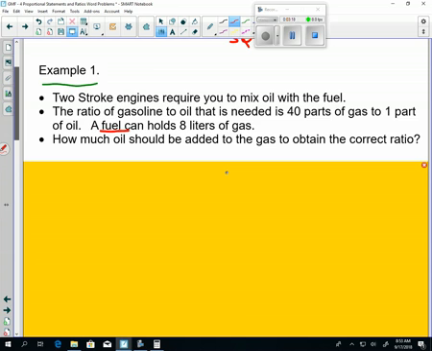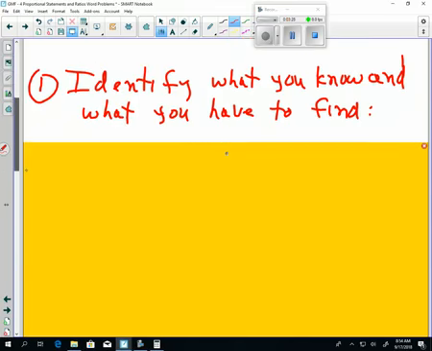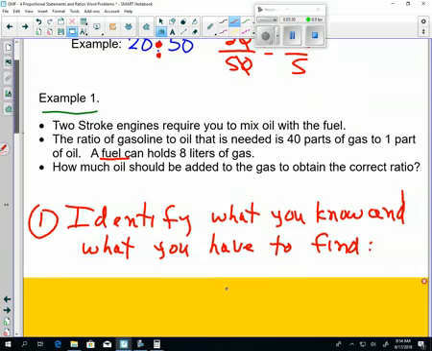Well, we need to calculate the ratio. What is the proportion that we need to put into that fuel can? The first thing we need to do is identify what we know and what we have to find. We know that we have a ratio of 40 parts gas to 1 part of oil. And we know we have 8 liters of gas. What we need to find out is how much oil. So identify what's given, identify what's asked.